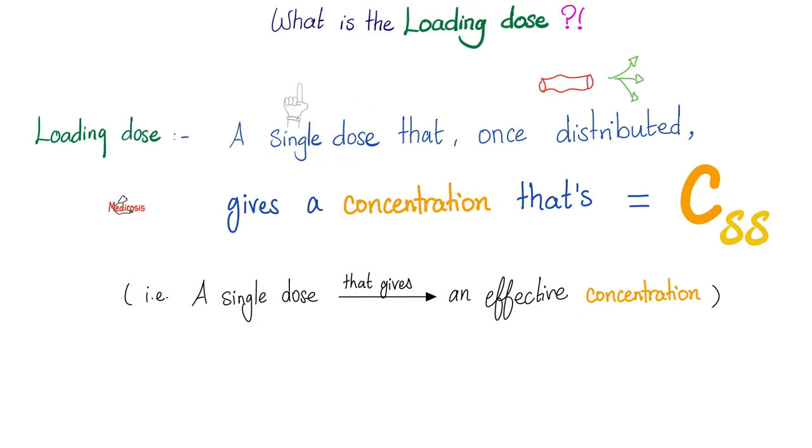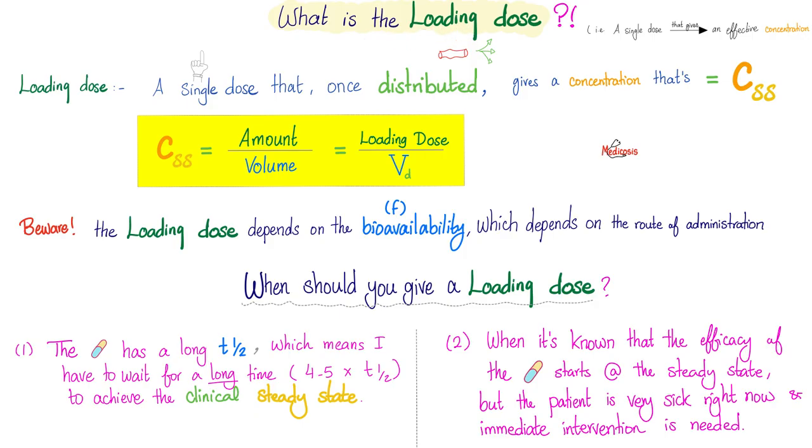Just 1 dose, instead of 4 to 5 doses to reach the clinical steady state. Yep, the loading dose is just 1 huge dose that gives you an effective concentration. How do I calculate this?